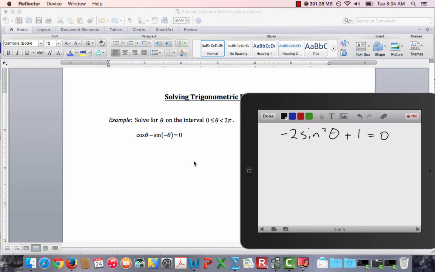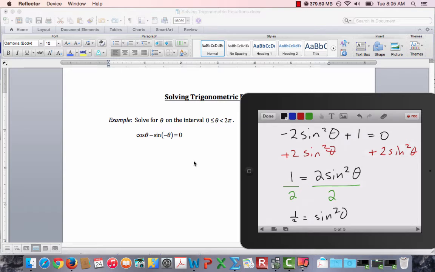So noticing that it's quadratic, we actually do have several options available to us. We could try to force factor this thing, but what I would choose to do is use the square root method here. I'm going to add 2 sine squared theta to both sides, so that we end up with 1 on the left and 2 sine squared theta on the right. Then let's isolate the quantity that is squared by dividing both sides by 2, so that we end up with 1/2 is equal to the sine squared theta.